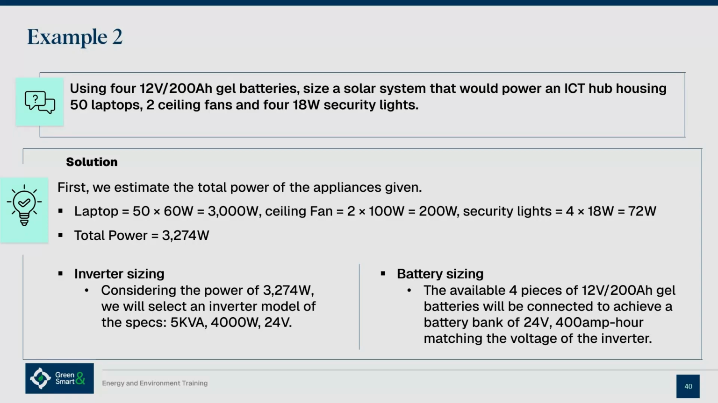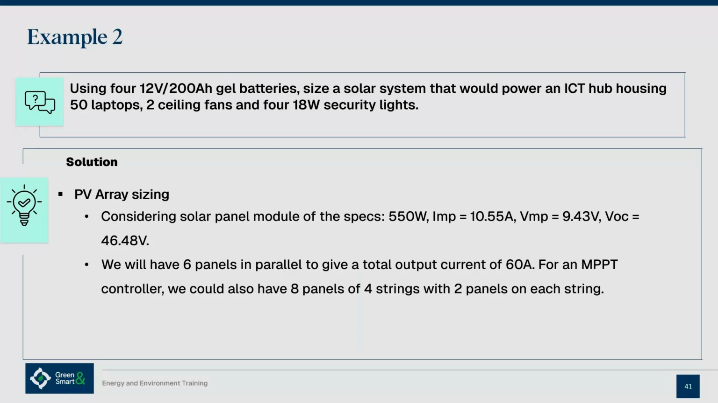This is done by linking the positive terminals of both pairs together and the negative terminals of both pairs together. This connection will keep the voltage at 24 volts but will double the total capacity, making it 400 amp-hours. For the PV array sizing, using the standard stated in example 1, 10 to 15% of the amp-hour of the battery bank is 40 to 60 amps.